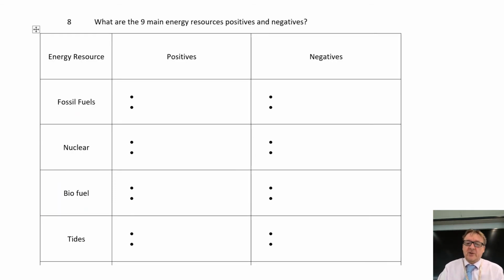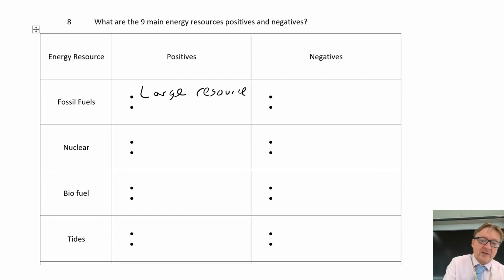Right, question number 8. Now this one is what are the 9 main energy resources, and I want positives and negatives of each one. Now a lot of these then work out quite similar, all right, but we're going to go through them anyway. So the positives of fossil fuels, okay, there is a large resource. So basically what that means, we've got a lot of them. They're also relatively cheap to extract.